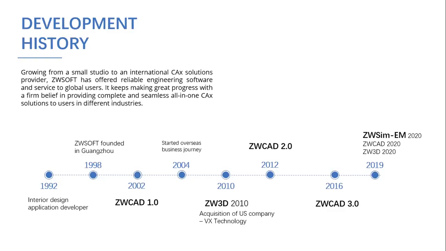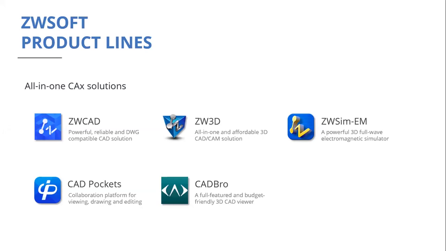So as you know now, we have three major product lines. ZWCAD is the 2D CAD solution mainly for the AEC and mechanical industries. And we have ZWCAD 3D as an all-in-one CAD CAM solution for manufacturing industries. Besides that, we have ZWSim as a simulation solution, especially for mechanical industries and manufacturing engineering.